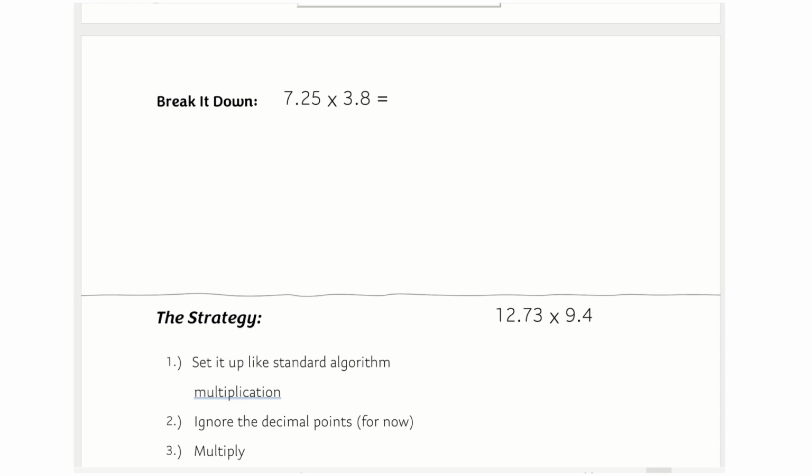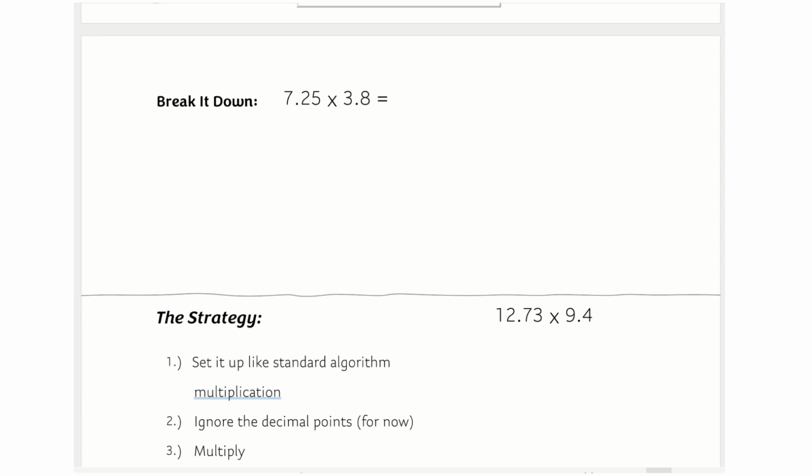Now, as we continue this skill here on page 2, I want to start looking at this in an easier way, because I can't draw all that grid out every single time and try to cut each piece into smaller pieces. That was a lot of work, and that's not going to work for most of our problems. So this time, let's think about what the numbers really mean. So for this one, we have a new problem. We have 7 and 25 hundredths times 3 and 8 tenths.